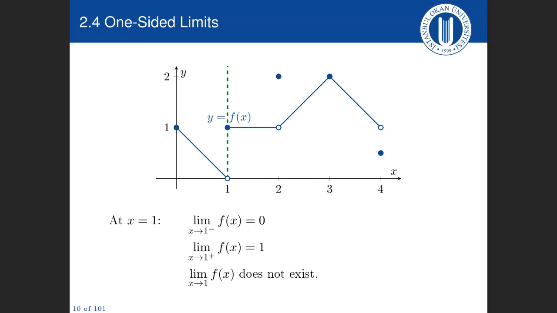What about x equal to 1? Look on the left of 1, the function is going down to 0. So the limit as x tends to 1 from the left of f of x is equal to 0. But the right-hand limit here is equal to 1, because on the right, the function is equal to 1. Because these are not the same, that means that the limit as x tends to 1 of f of x does not exist.